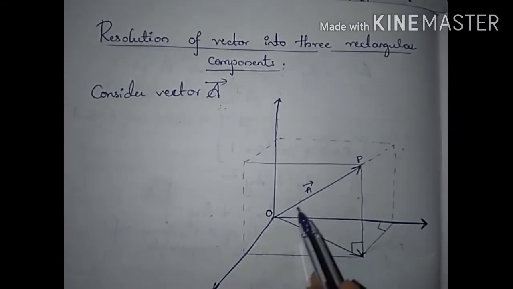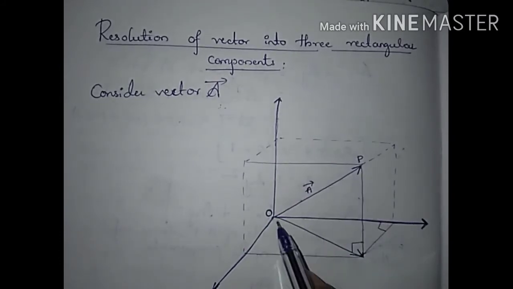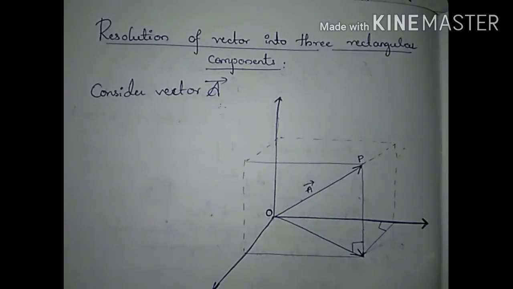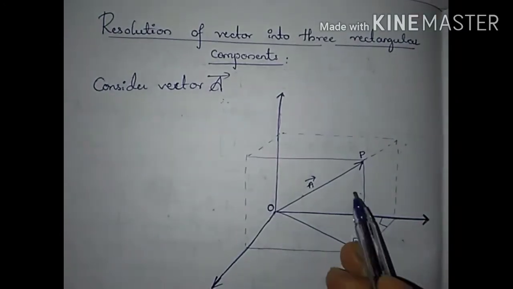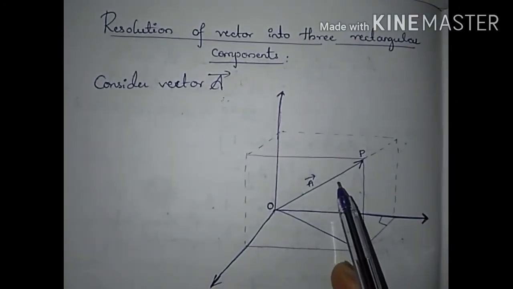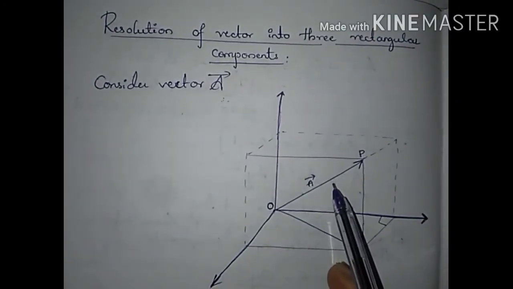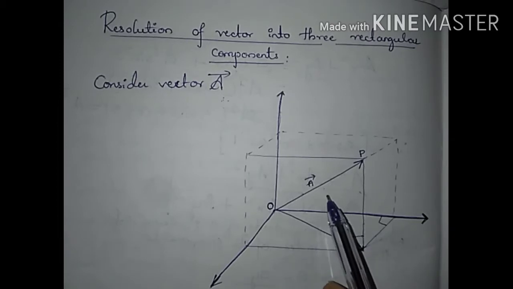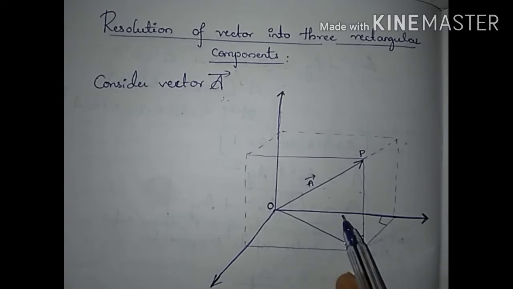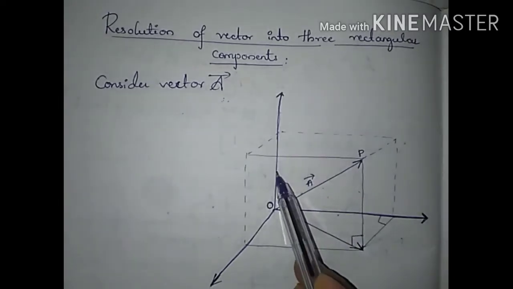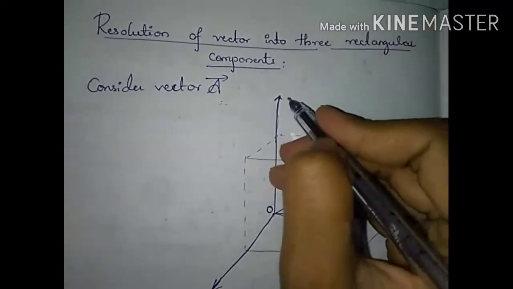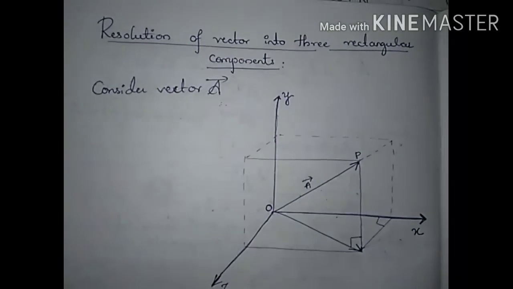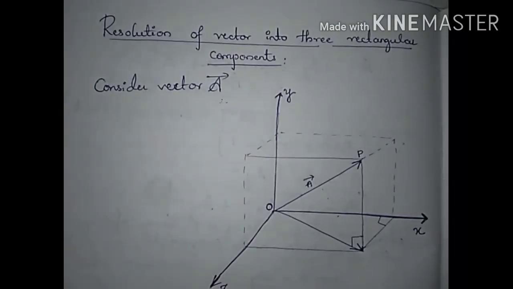This vector is not in x-axis, not in y-axis, but it is also not in z-axis. This vector is in space. So the components of this vector will be 3. Basically this vector will have 3 components. Which are those? One component along x-axis, one component along y-axis, and one component along z-axis. So this is x-axis, this is y-axis, and this is z-axis.